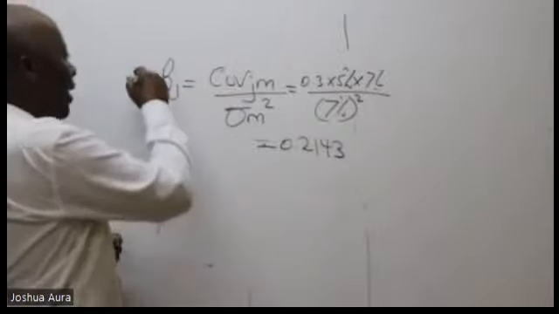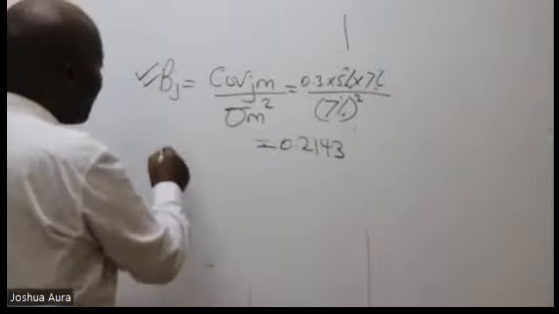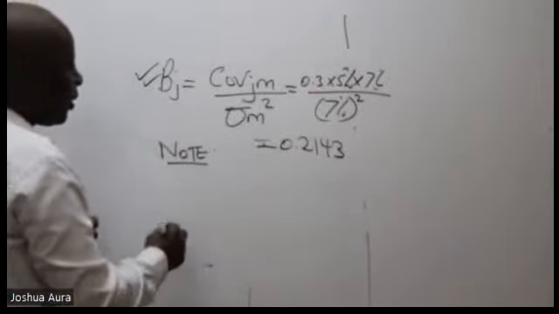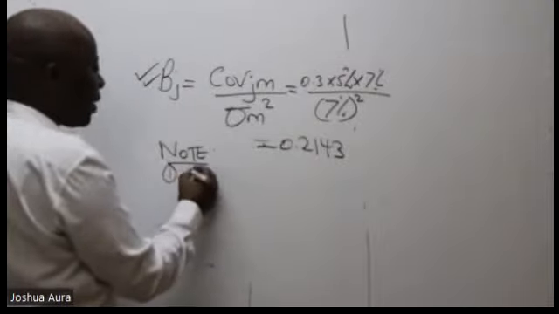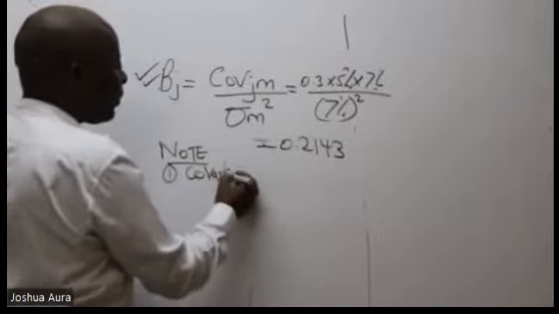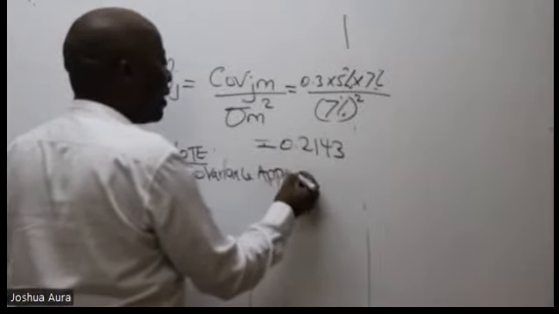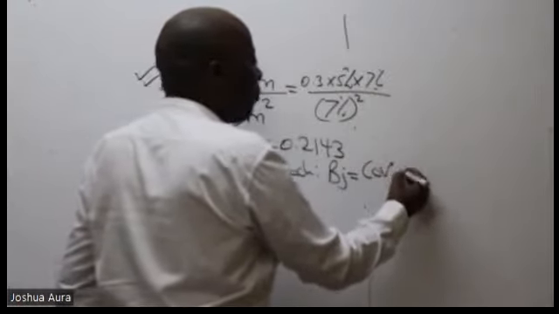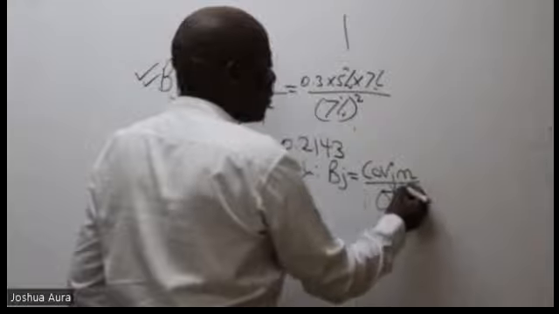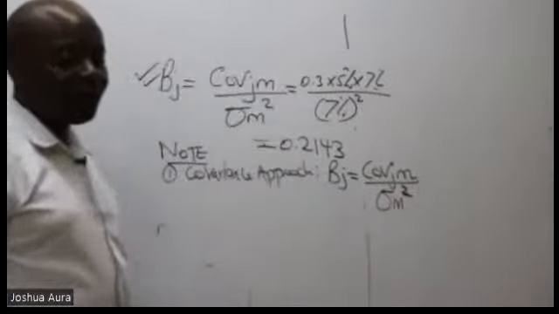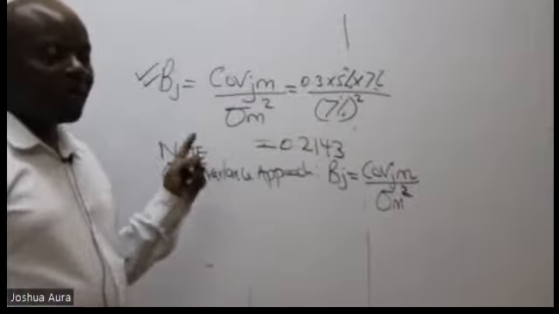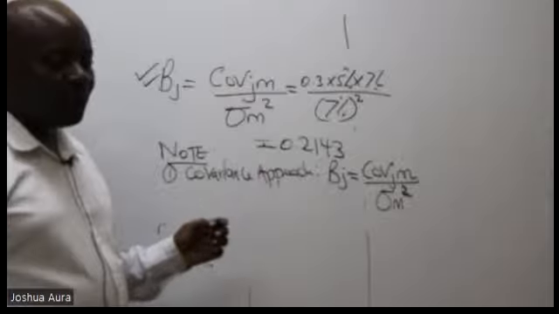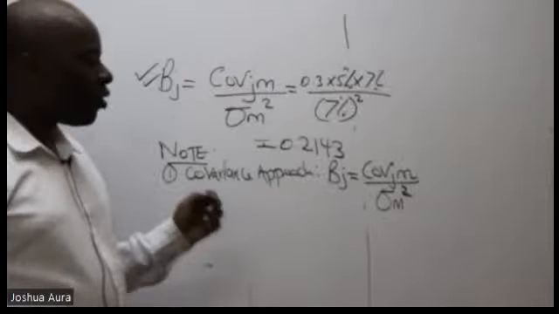If I'm the one doing this in an exam, I have to capture it down as a note that we've got two distinct formulas of getting beta J. The first method is the covariance approach, and with the covariance approach, our beta J will always be obtained by taking the covariance between J and M divided by the standard deviation of the market squared. Very important for me to capture this, the covariance approach.